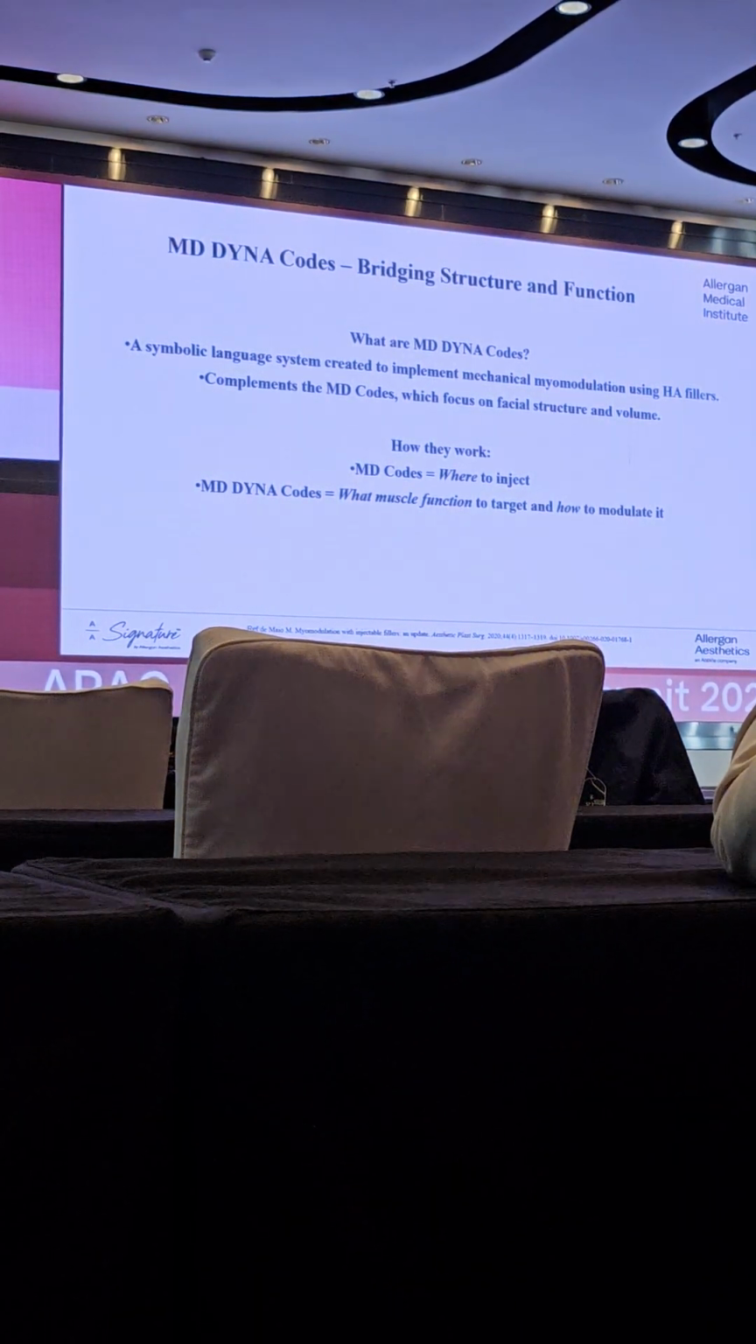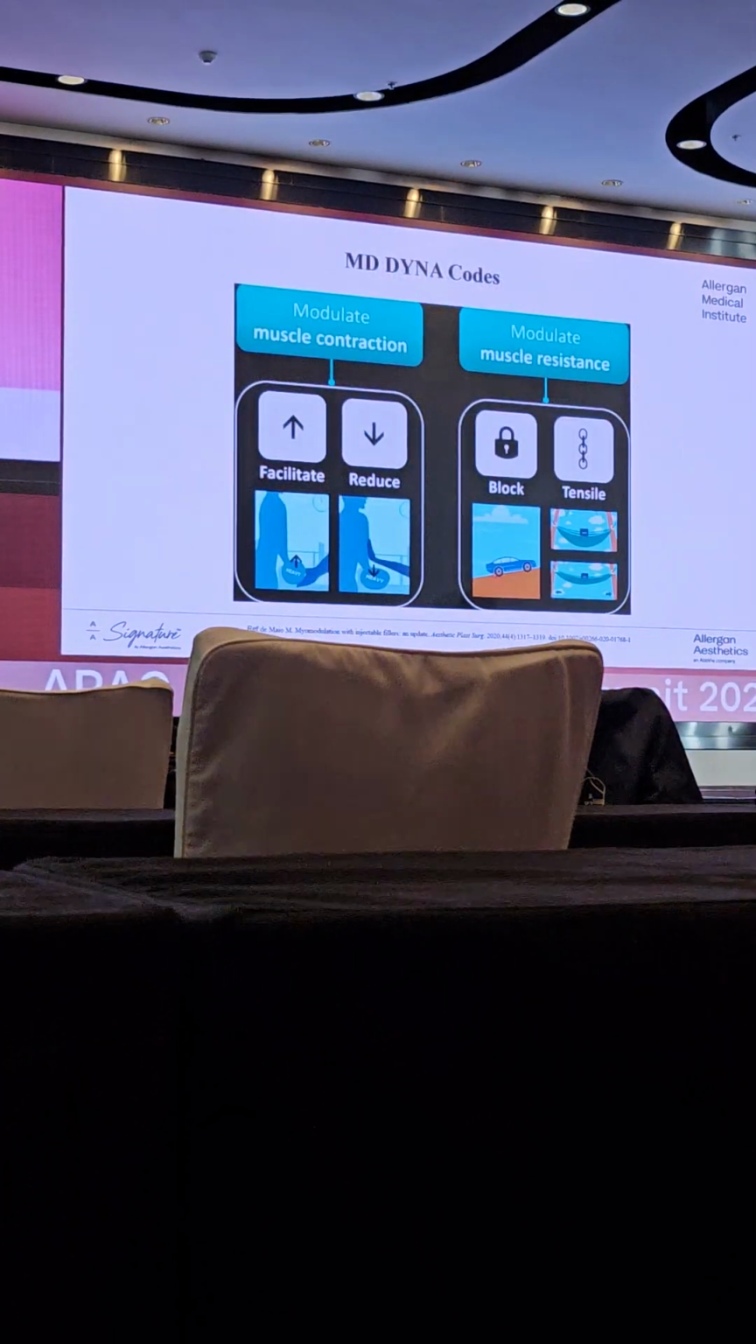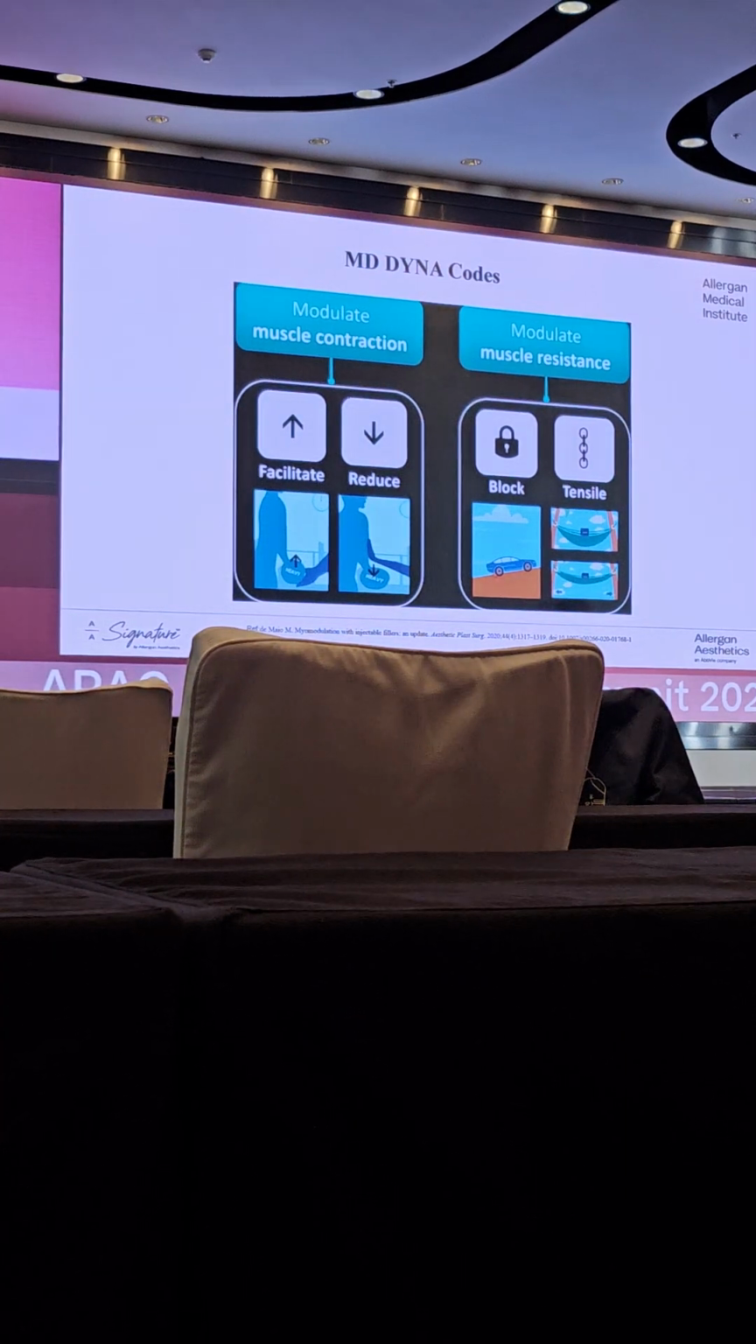So what are MD Dyna Codes? MD Codes taught us where to inject, whereas MD Dyna Codes teach us what muscle actions we need to target, and how we can modulate these muscle actions by using fillers, not toxin. So these are the legends which are used in MD Dyna Codes. Where you see an arrow upwards, it's basically facilitating the muscle contraction. Arrow downwards is reducing the muscle contraction.